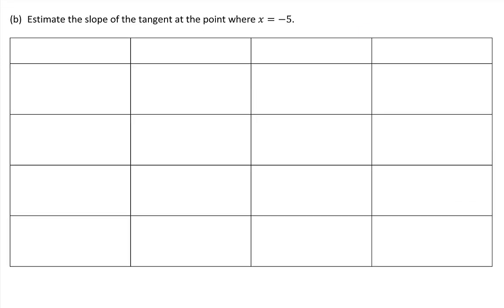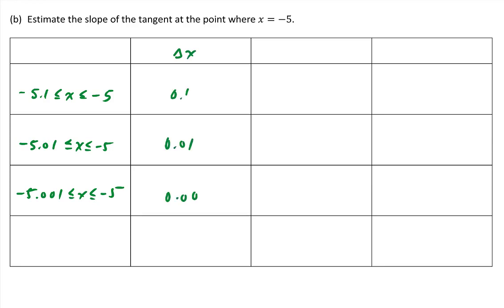Next, let's estimate the slope of the tangent at the point where x equals -5. So we're looking for the instantaneous rate of change, or the slope of the tangent line at x equals -5. So first we'll set up our intervals. And with our intervals, we can now determine our delta x. And now that we have our delta x, we can determine our delta f of x. So for our first one, we have f of -5 minus f of -5.1.